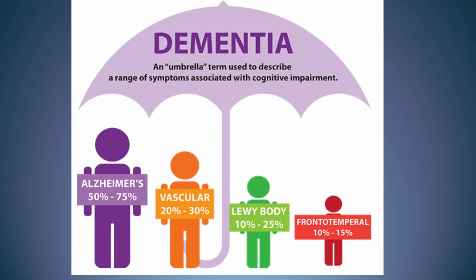Now, underneath that umbrella, we have all these different types of dementia. The one we hear about most often is Alzheimer's disease, and that's affecting a huge portion of the population. The one I'm going to talk about today is frontotemporal dementia. That's a much smaller population, but it can be a much more devastating disease course.